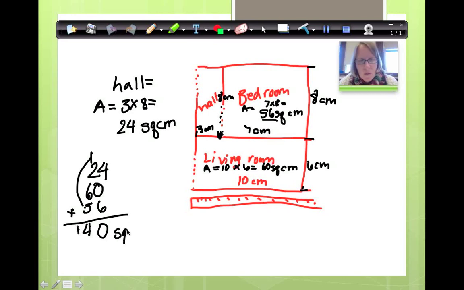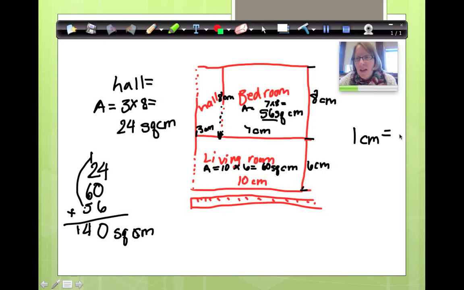Okay, now let's make this be real. I know that my house is bigger than centimeters. I know one wall of my house is bigger than 8 centimeters. So now let's change it. What if I say that 1 centimeter is the same as 1 foot?